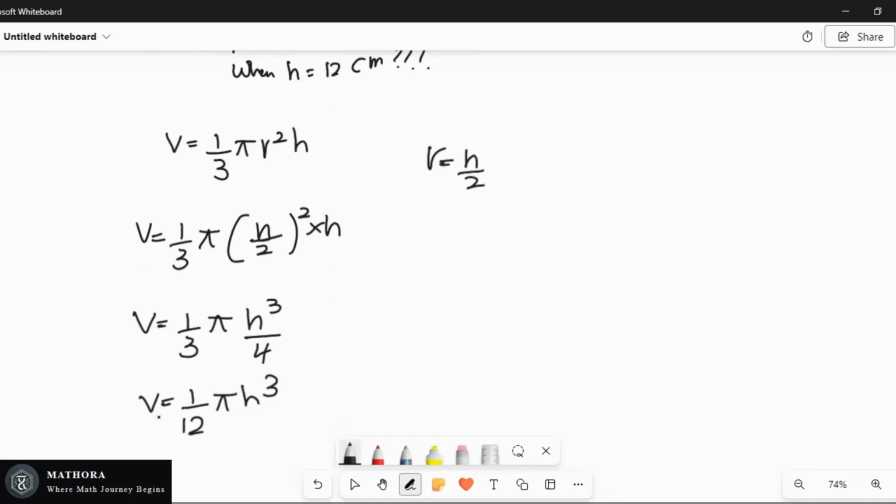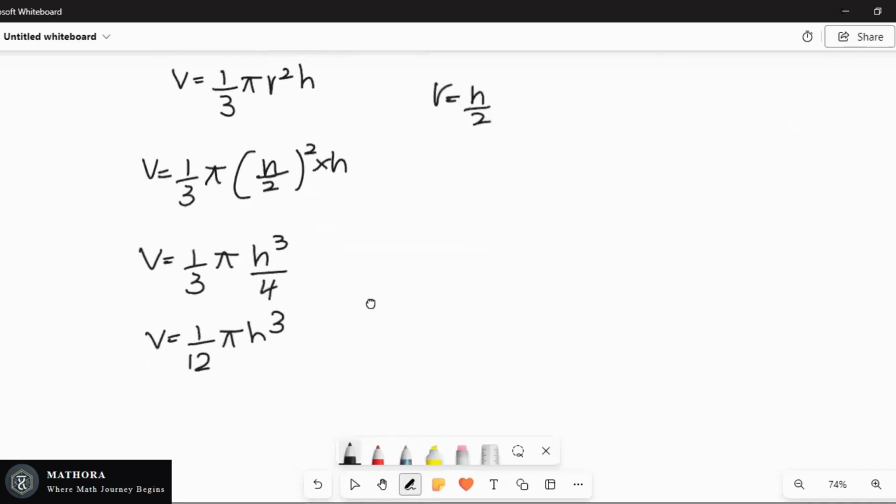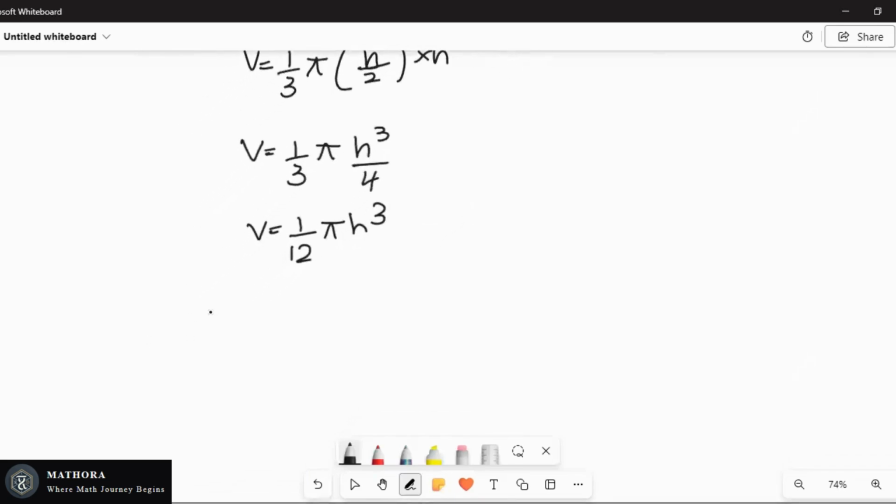Okay, step number 3. We need to differentiate both sides with respect to time t. So we can write like this. dV over dt equals, as we know 1 over 12 times pi is a constant, so we can write it as it is. Then you need to differentiate h to the power of 3 with respect to t. So it's going to be 3 times h to the power of 2 times dH over dt.